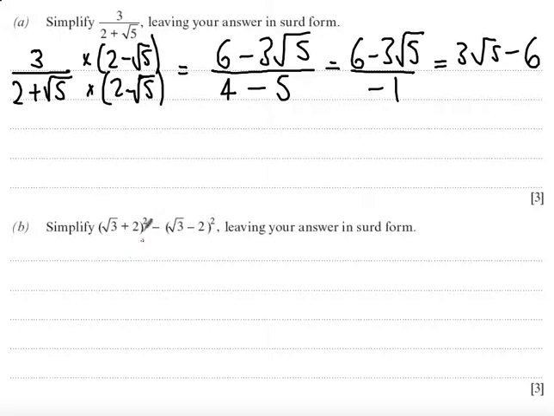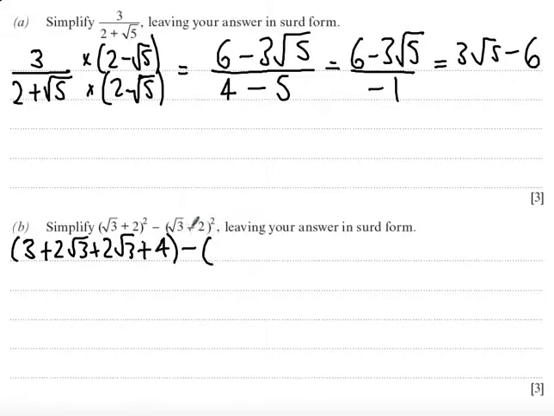Okay, so I want to simplify in part B this series of expansions. First of all I expand this first bracket, so I get root 3 times root 3, which is 3. I get 2 times root 3 twice, 2 root 3 plus 2 root 3, and then 2 times 2, which is plus 4.